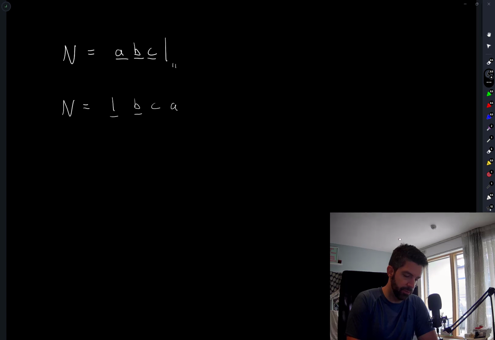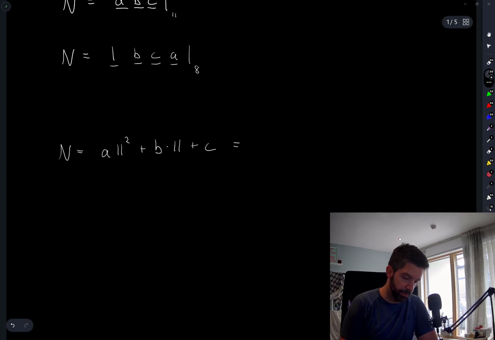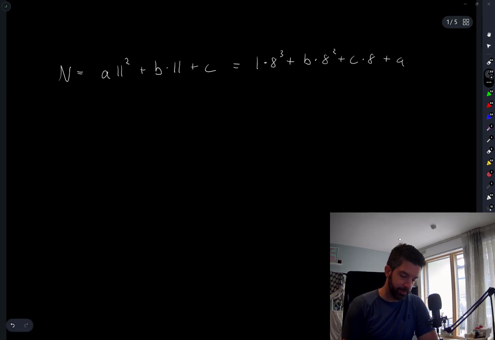So the first thing I'm going to do is write out exactly what it means for a number to be represented in a particular base. So this says the number n is equal to a times 11 squared plus b times 11 plus c. And this is also equal to 1 times 8 cubed plus b times 8 squared plus c times 8 plus a. Okay, and we want the smallest value of capital N that satisfies this.